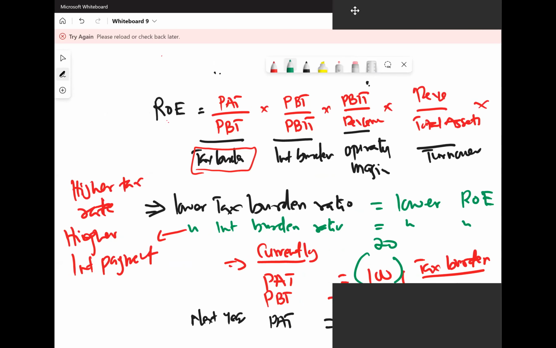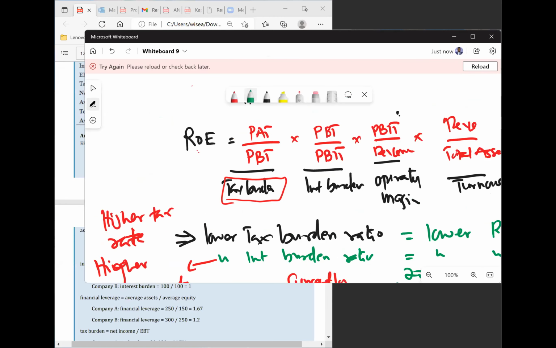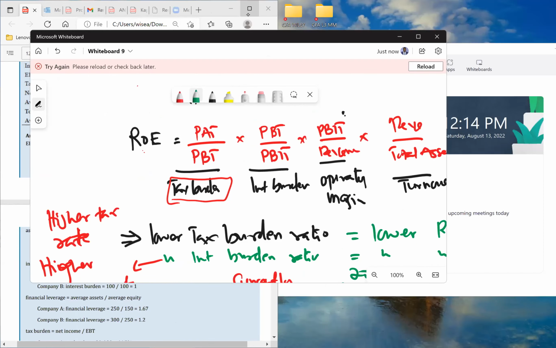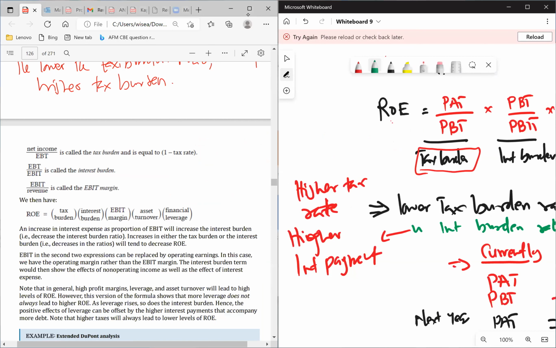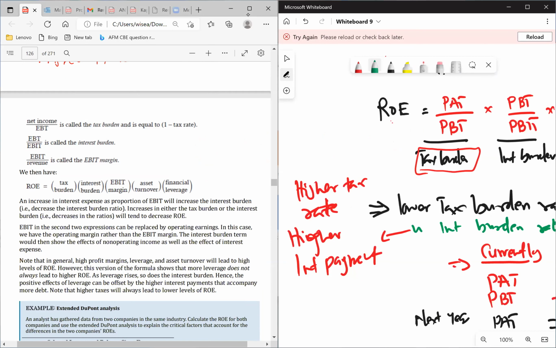Is that okay? Yes, please. Thank you. Okay. Yes. I'm just trying to put all together and see if my understanding is right. Then it means that a higher tax regime and a high interest regime is a disincentive to equity investment. Exactly. Okay. All right.